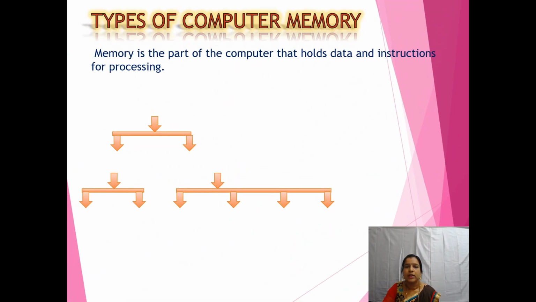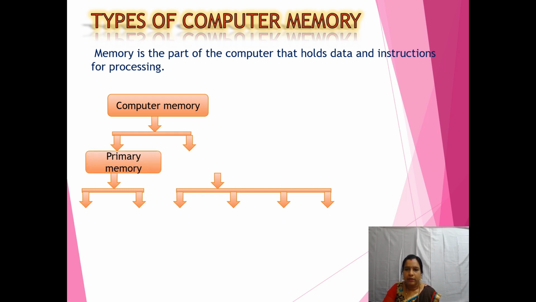So next, types of computer memory. Memory is the part of the computer that holds the data and instructions for processing. First is the type of memory. In computer memory, again it is divided into two types, that is primary memory, then secondary memory.